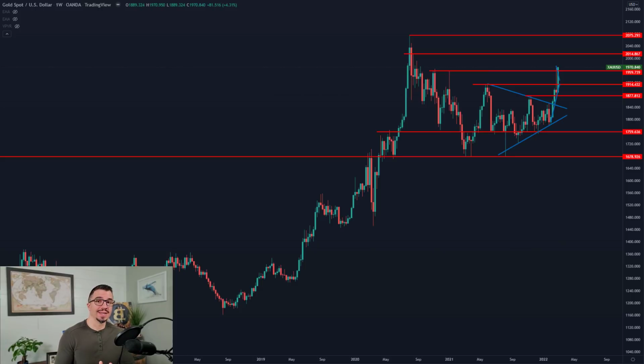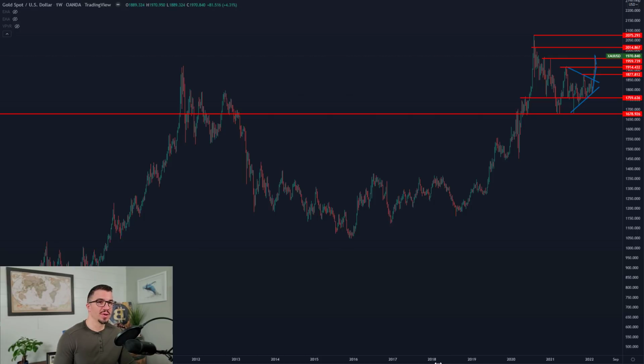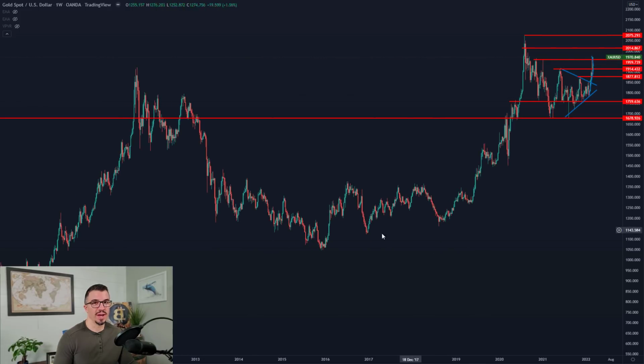And last but certainly not least is gold, or XAUUSD. So I mentioned this one last week and it played out absolutely perfectly. I know a lot of members caught this move here last week. Okay, so what I want to start with here is the weekly time frame because the current structure looks very similar to what we saw back here.